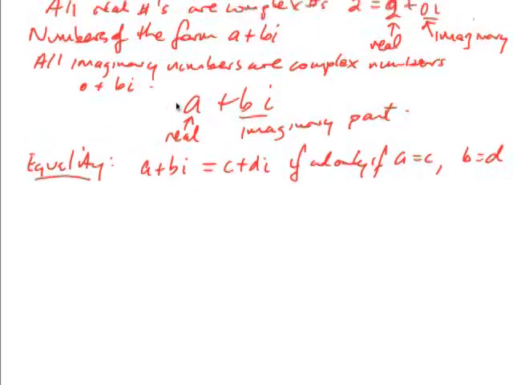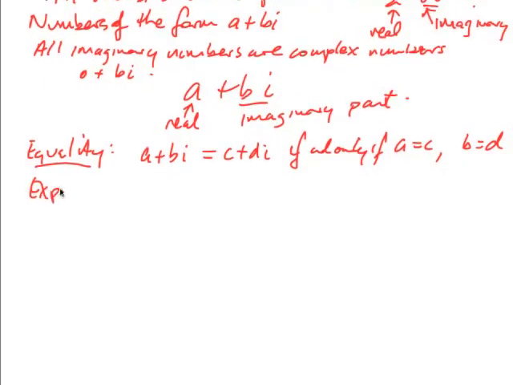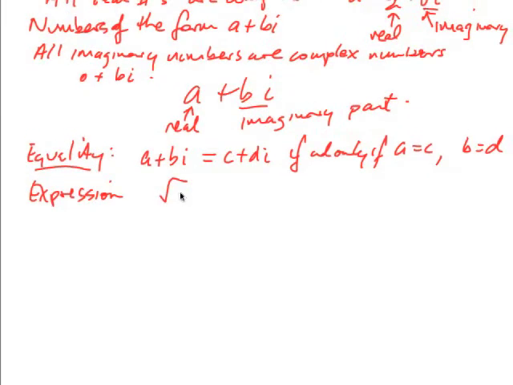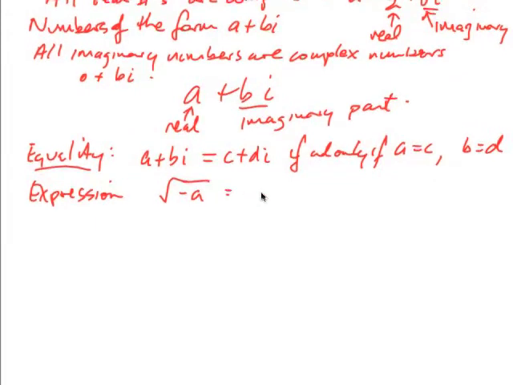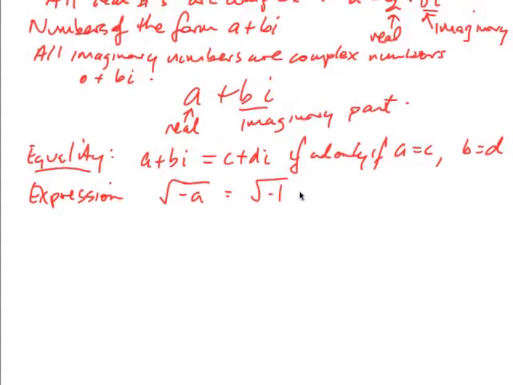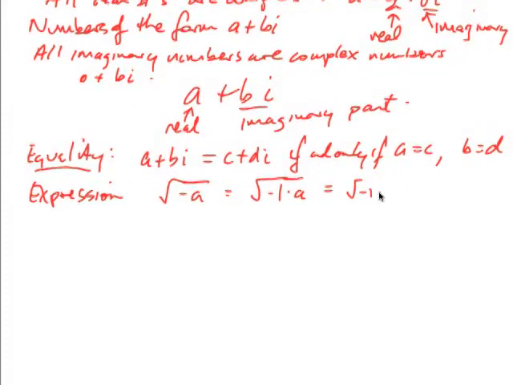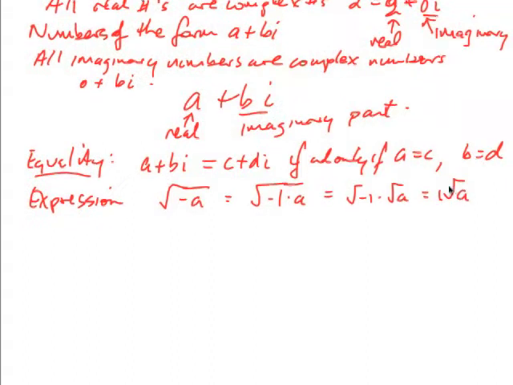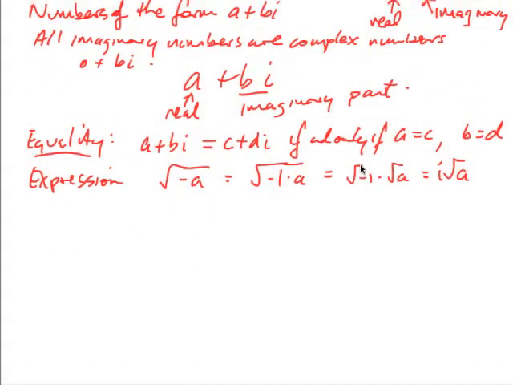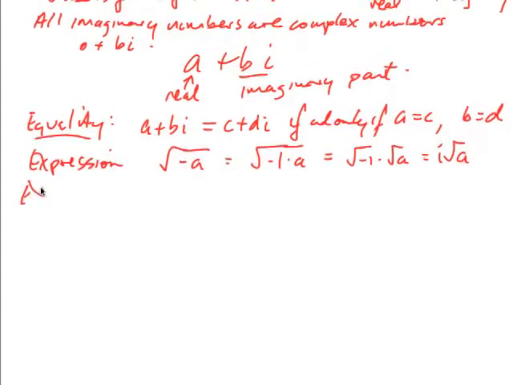Okay. Now our first thing is to deal with an expression of the form the square root of -a. So a is not necessarily 1 in this case. Well, this is simply the square root of -1 times a, which of course is the square root of -1 by the square root of a, which of course is i square root a. Okay, because the square root of -1 is i. So let's do some practice on this.